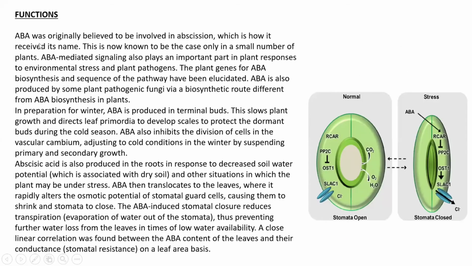Functions of abscisic acid. ABA was originally believed to be involved in abscission. Abscission means the detachment of plant parts naturally, typically dead leaves. So earlier, abscisic acid was known only to be involved in abscission. However, this is not the case. This is now known to be the case only in a small number of plants.